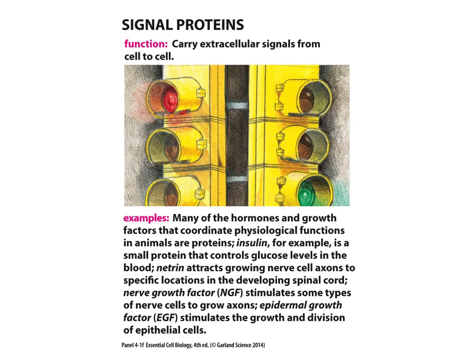We can also have, like, growth factors, like nerve growth factors that allow for nerve cells to grow axons, or epidermal growth factor that causes growth and division of epithelial cells. So again, these all would be important proteins in cell signaling in these different types of cells.